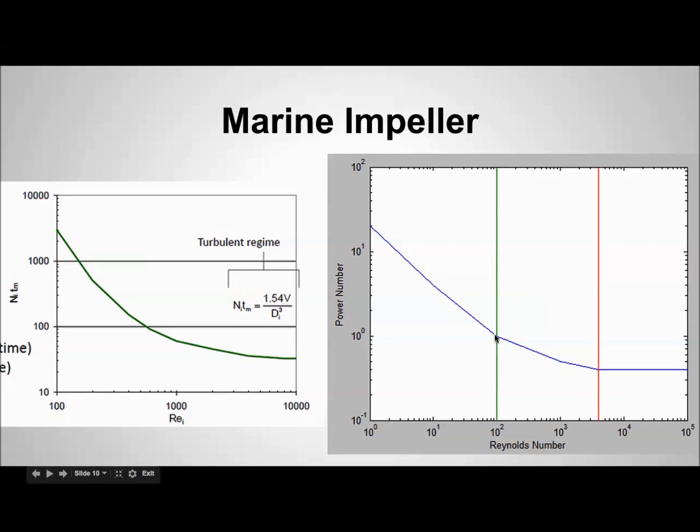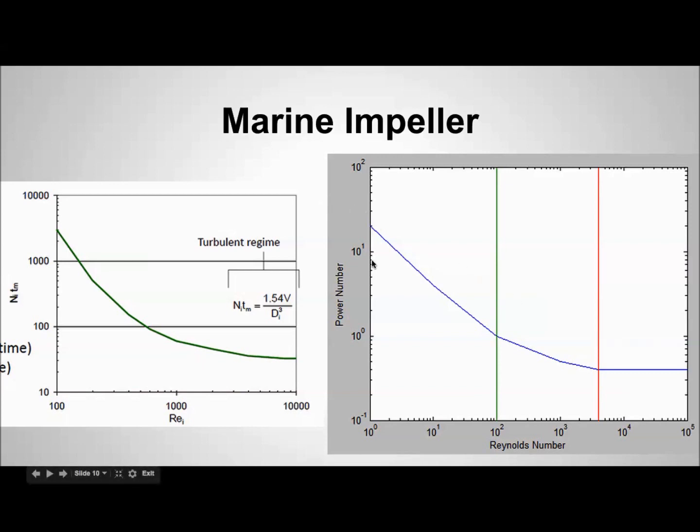And the relationship in the laminar region has a negative linear slope in a log base 10 versus log base 10 graph. So that's another important thing to note about this figure if you look at the X and Y axes. And also the power number in the entire turbulent flow region is a constant value, so that's important.